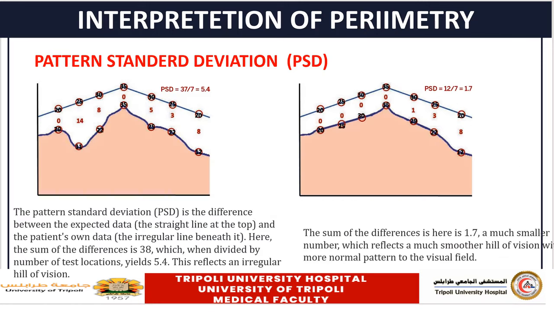This figure shows the pattern standard deviation, and as you can see, this is the normal hill of vision, and this is a focal irregularity. Now, the pattern standard deviation represents this area, that is the focal irregularity. In this patient, you will find a decrease in the mean deviation because the height is decreased, and also there is a positive value for the pattern standard deviation because of the irregularity. Now, if you look at this patient, he has generalized depression, but there is regularity in the contour. So the pattern standard deviation value is low here, but not as compared to this one.